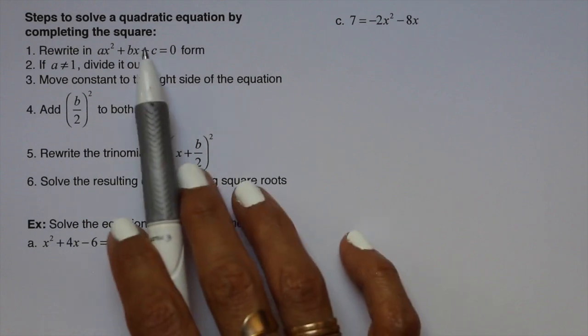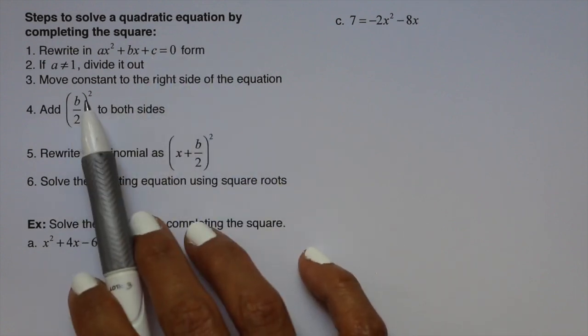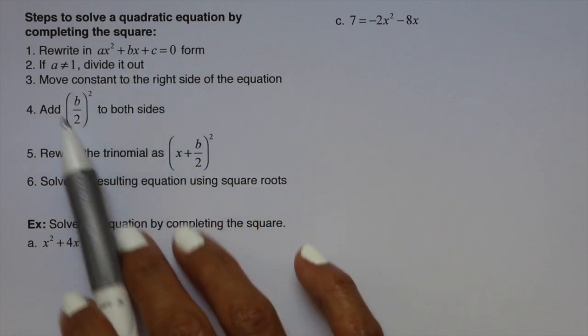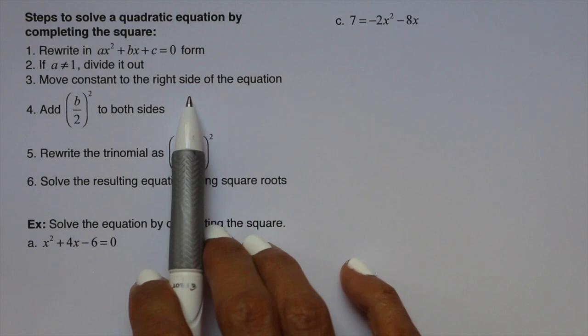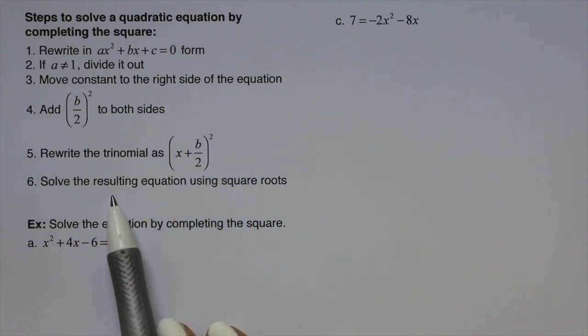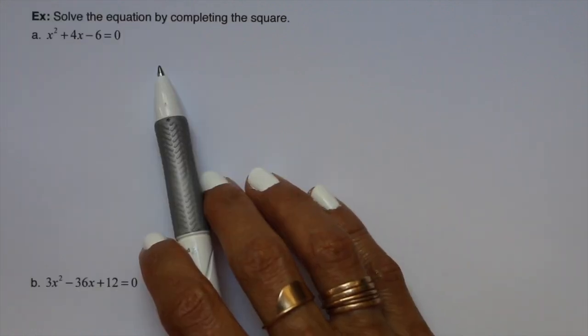Then we're going to move the constant, the c, to the right side. At that point, we're going to take b, the number in front of x, divide by 2 and square it. And once we get that number, we're going to add that to both sides. By then we've set it up, so now we can rewrite the left side, and then last we'll solve the resulting equation using square roots. So I have a couple of examples where we can solve using the complete the square method.